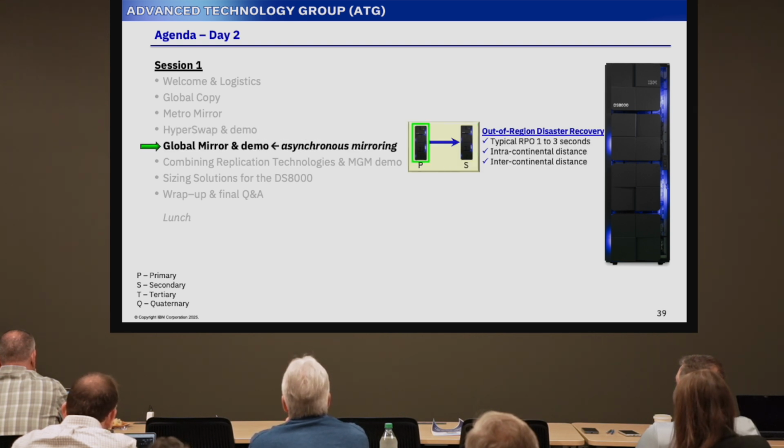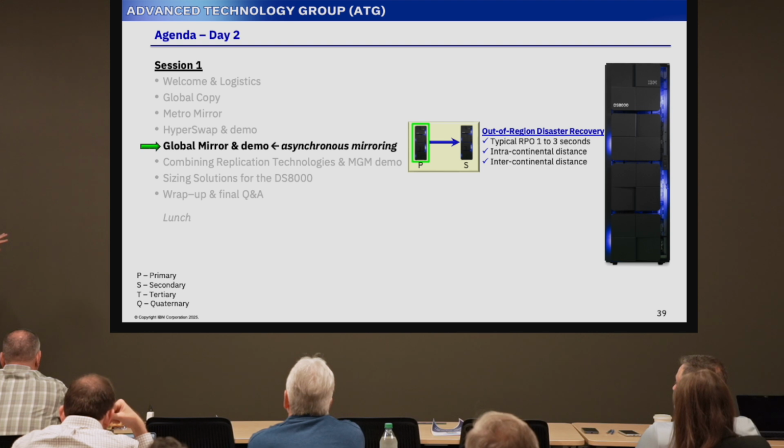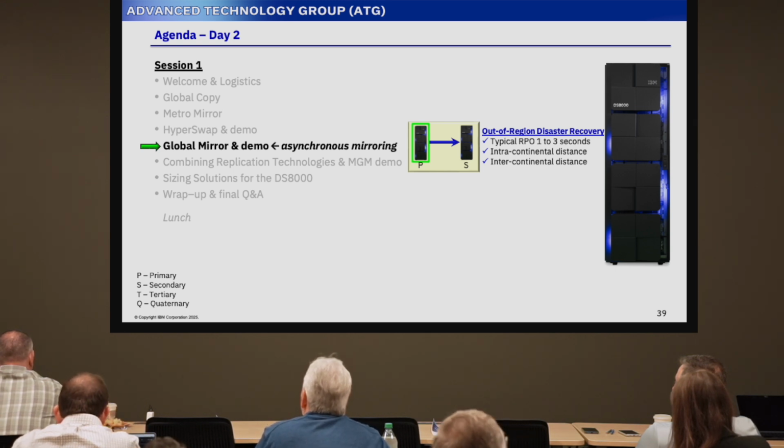We'll talk about Global Mirror, which is asynchronous replication, which is used at both intra or intercontinental distance. I mentioned earlier we can do a Global Mirror bandwidth study. We would use that to help size a solution for appropriate bandwidth between sites to keep the recovery point objective low, which typically for most customers can be between 1 and 3 seconds, which is the best in the industry.